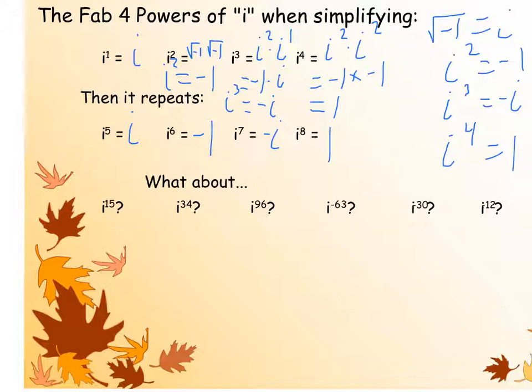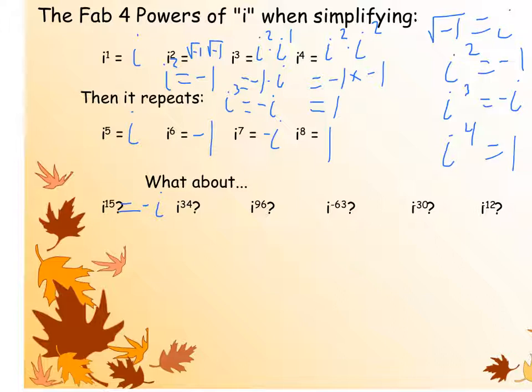So when I go down to something like this, I to the 15th, what does that equal? It becomes all about multiples of 4. Okay? Now when I look at that, I can tell you right away that I to the 15th power equals -I. And here's why I can do that. I notice with the exponent to the 15th power that it's 1 less than a multiple of 4. The next multiple of 4 would be 16.